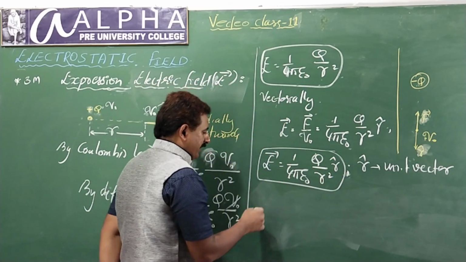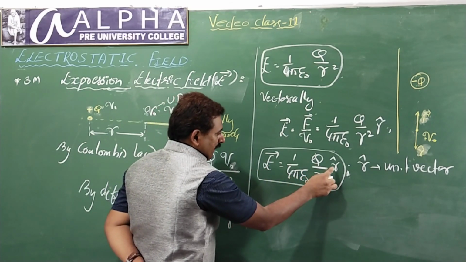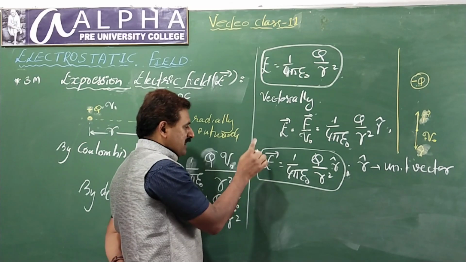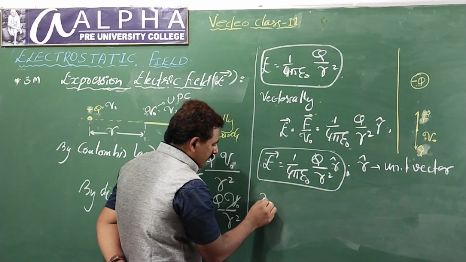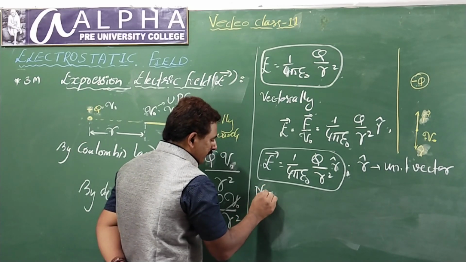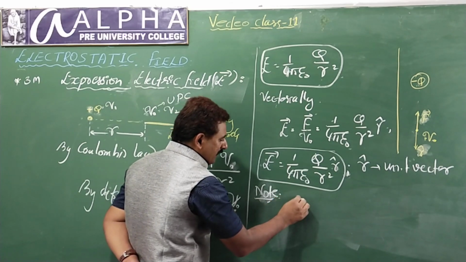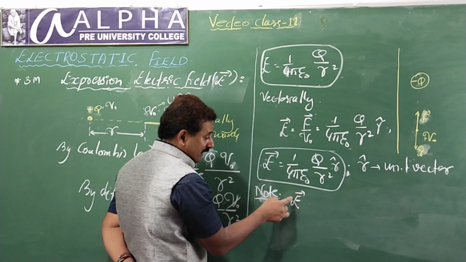What is the direction of R cap? Compare the direction of R cap and E. See here, R cap, and electric field E. You have to remember this note, a very important idea. Note: E means electric field, vector E, the direction of E.